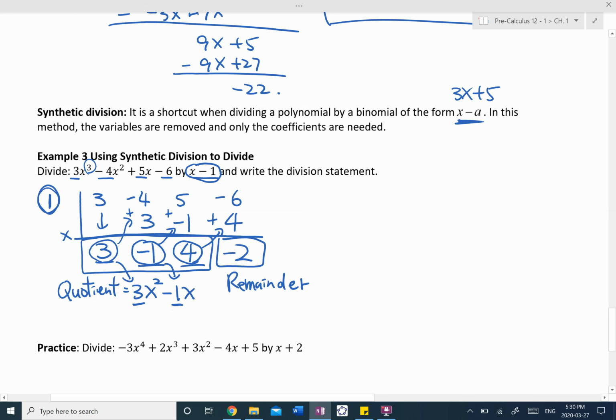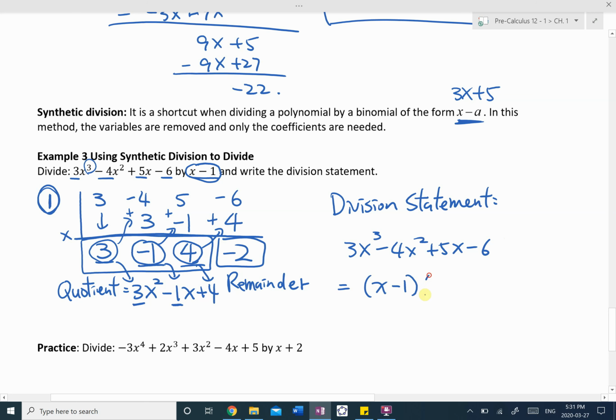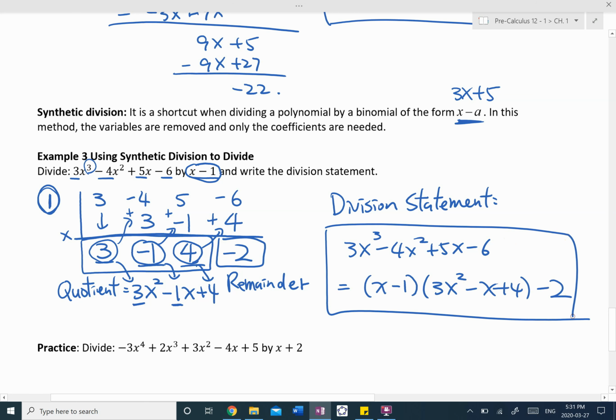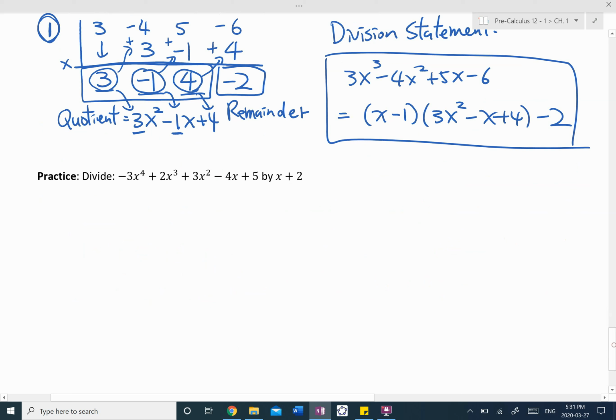So the division statement is simply going to be 3x cubed minus 4x squared plus 5x minus 6 is equal to x minus 1 times the quotient 3x squared minus x plus 4, plus the remainder of -2. So that is our division statement. Notice how much shorter it is. Okay, it's a shortcut, much easier. So here's the last question for you to do. I guess you can click pause and give it a try.